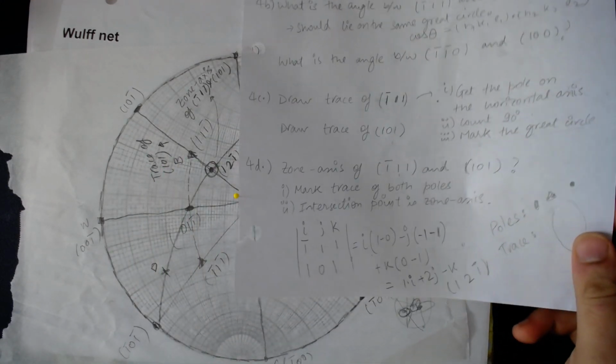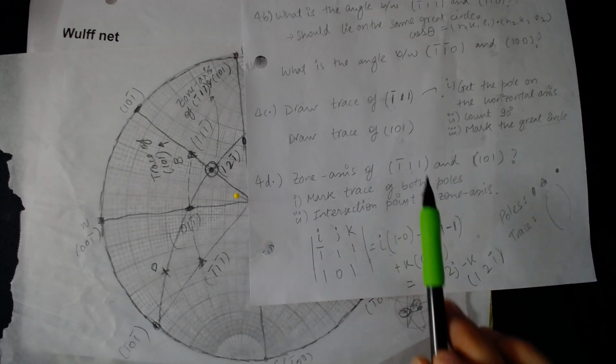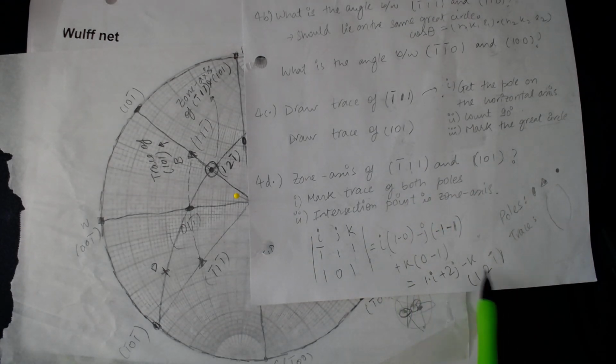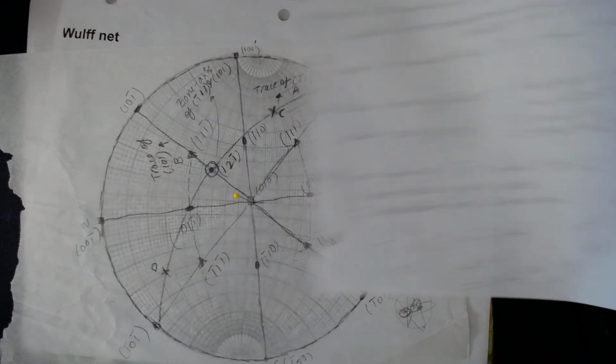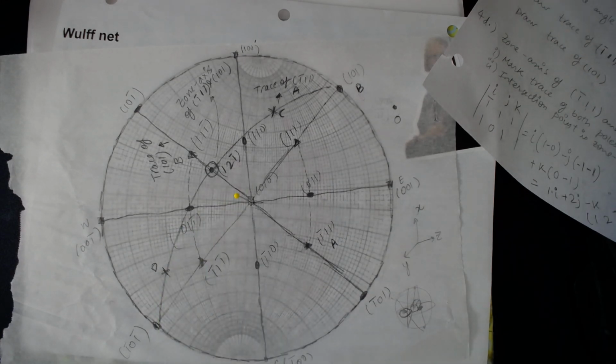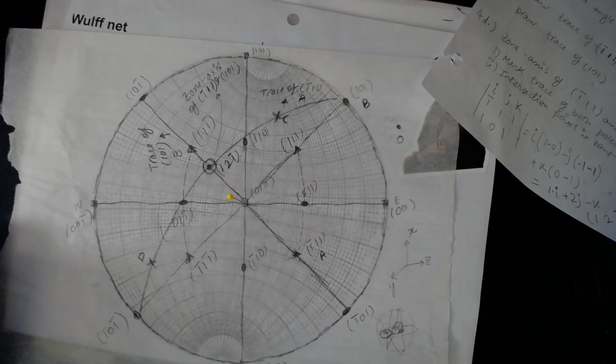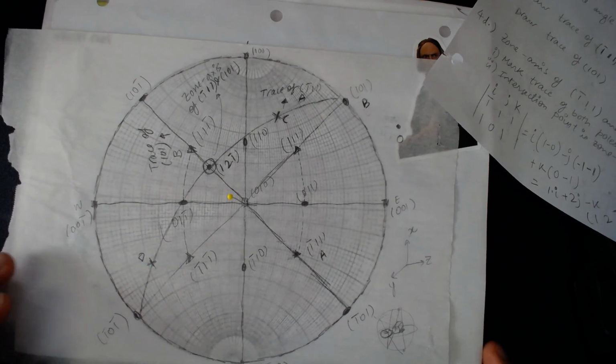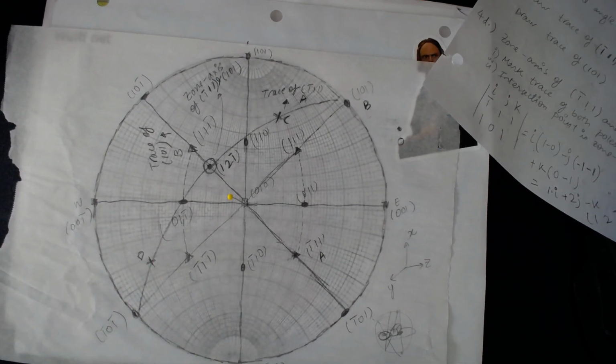And then we did this analytical cross product of the two poles to get the notation for the zone axis, and we wrote that in here. With this problem, you should be able to solve almost all the questions, and I'll do another example problem that will cover all the things that we have learned.